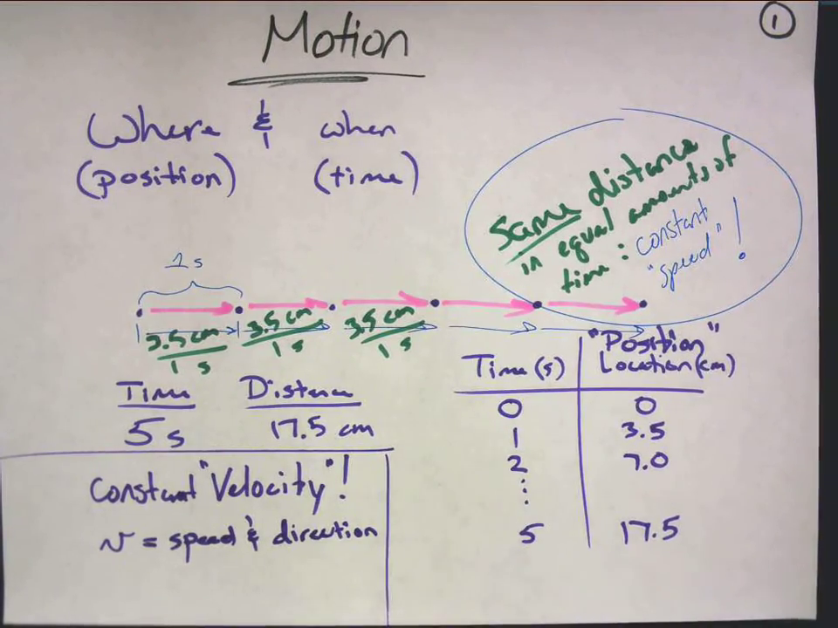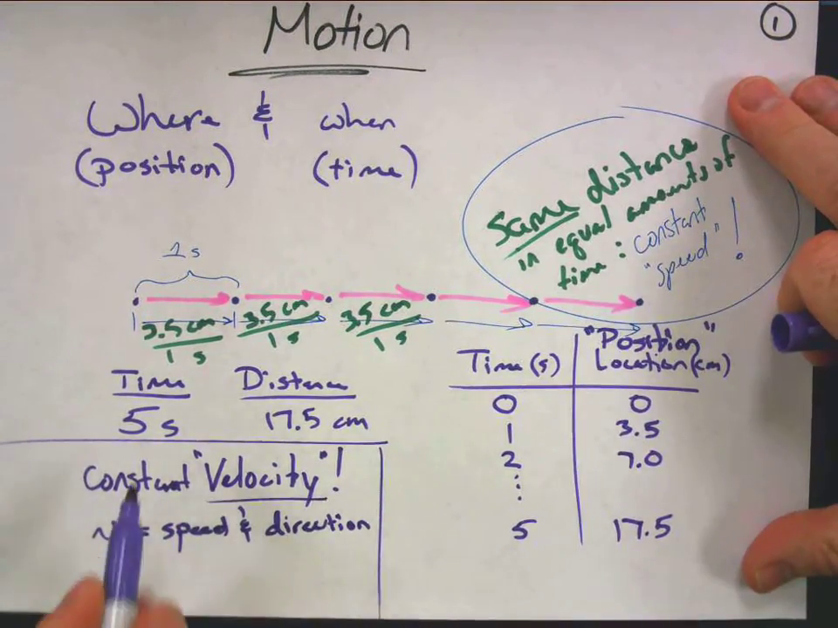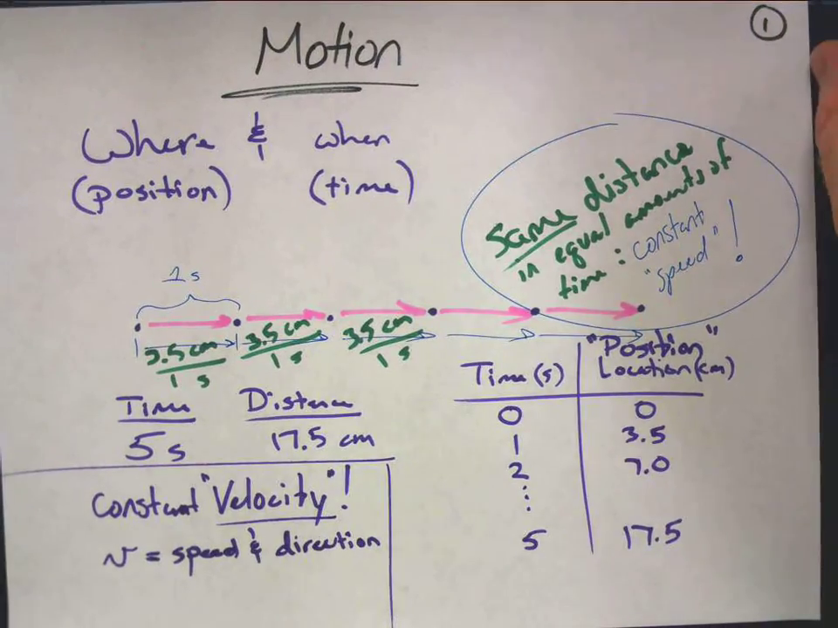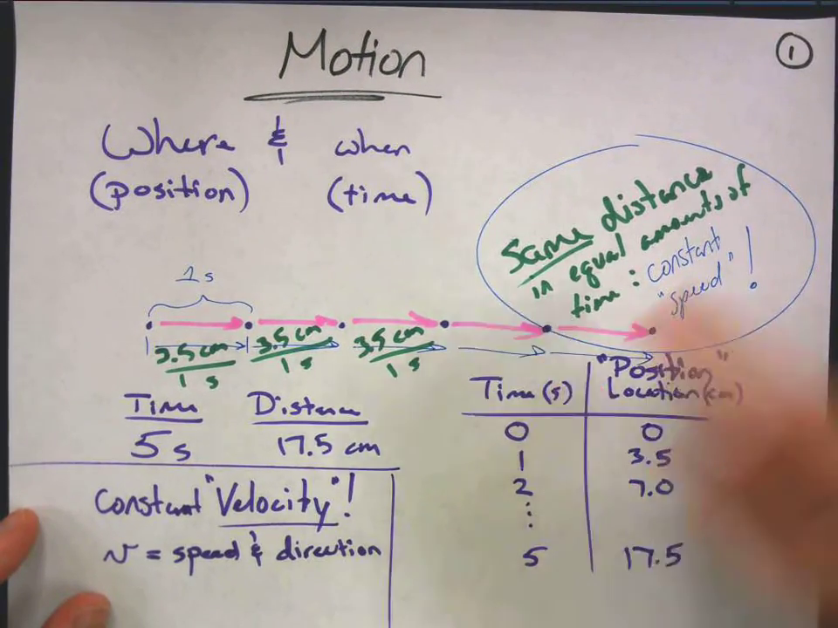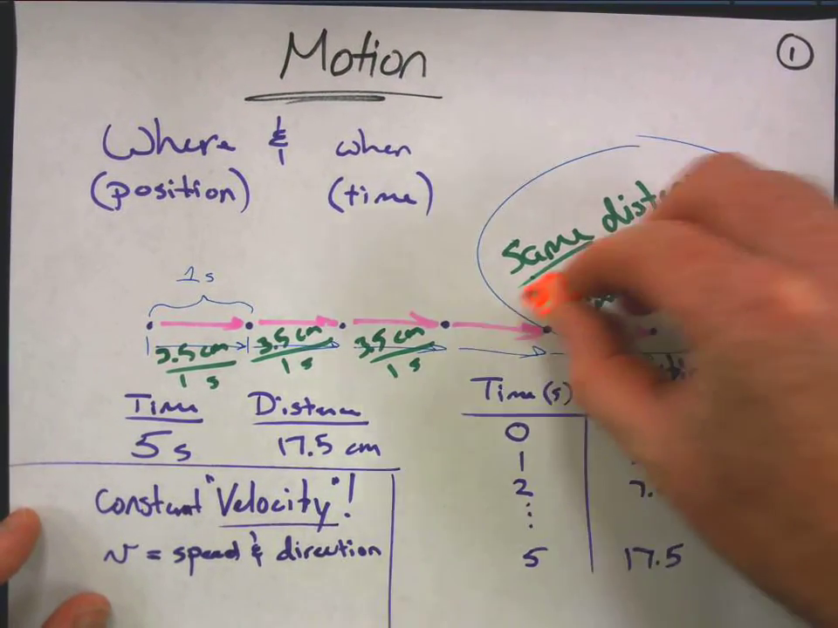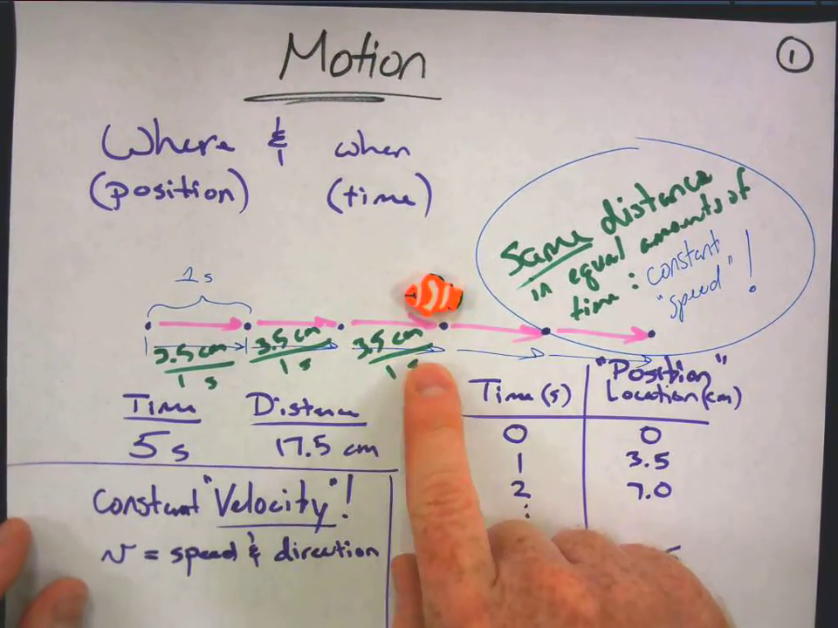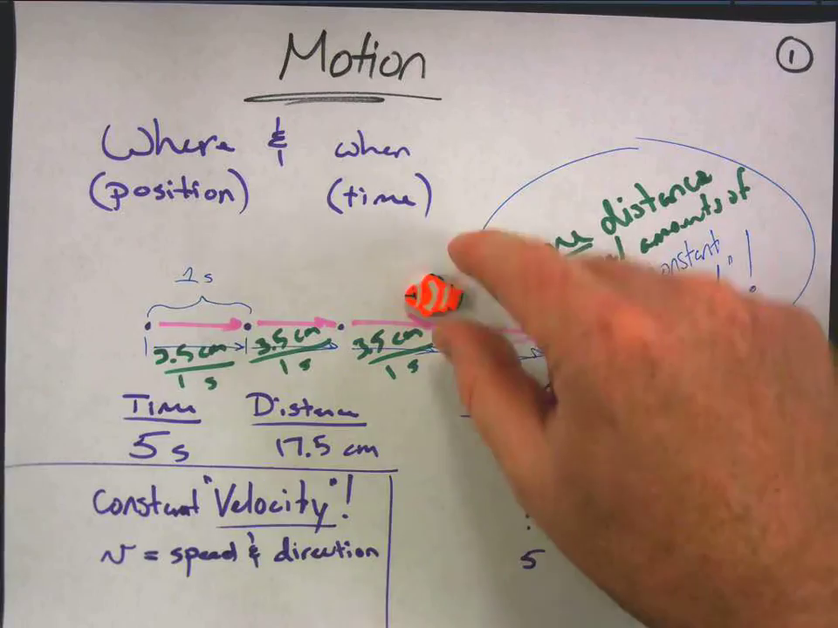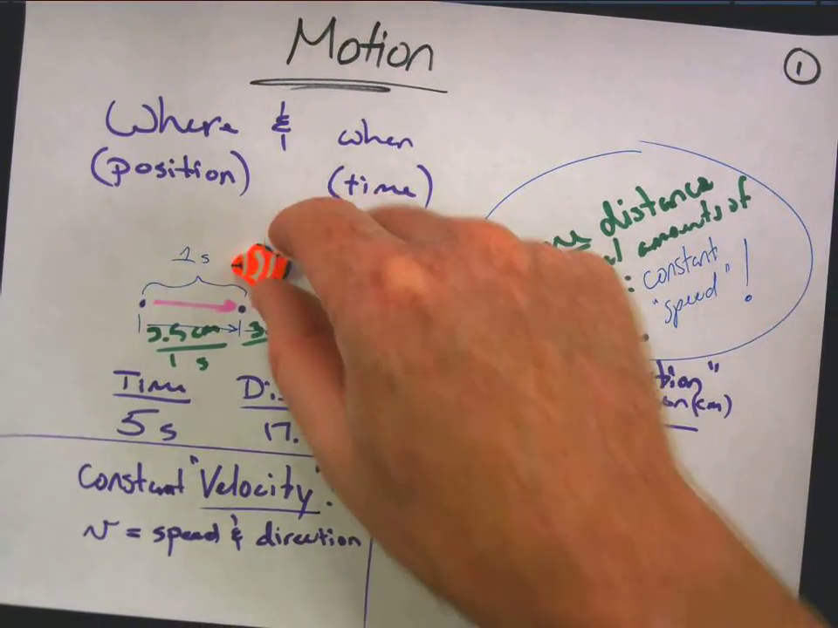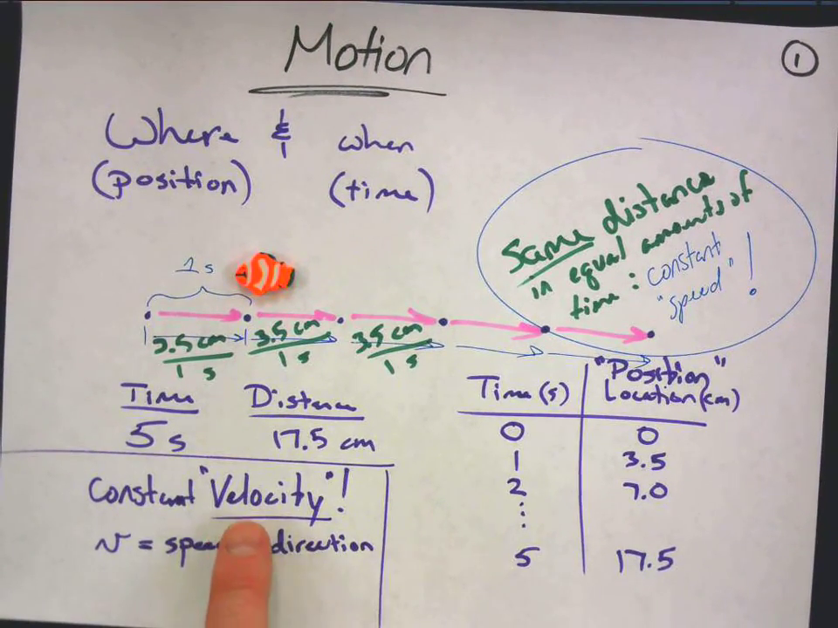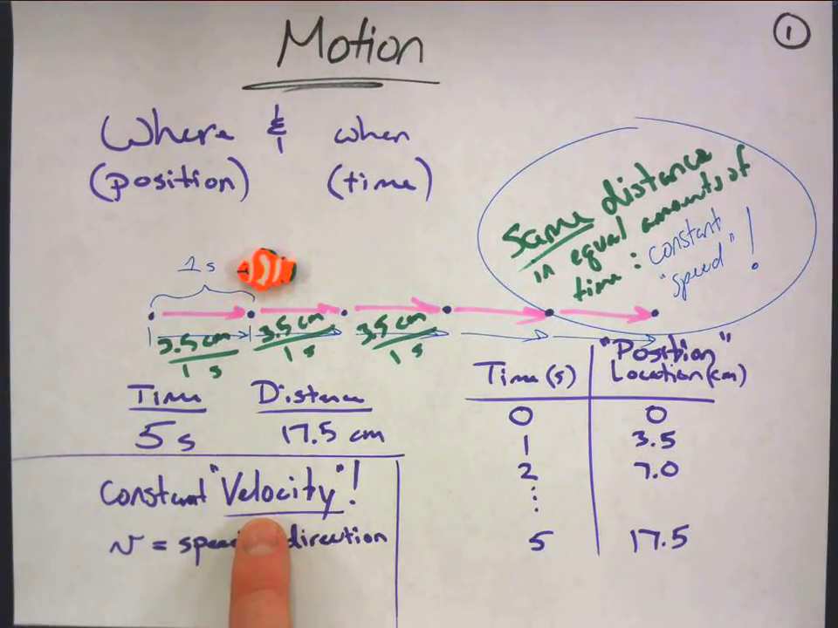Okay, so we're going to use this word velocity as much as we can because it also indicates the direction of something. If Nemo had turned around and started going this way, Nemo still could have been traveling at 3.5 centimeters each second. But because the direction would be different, he would have a different velocity.